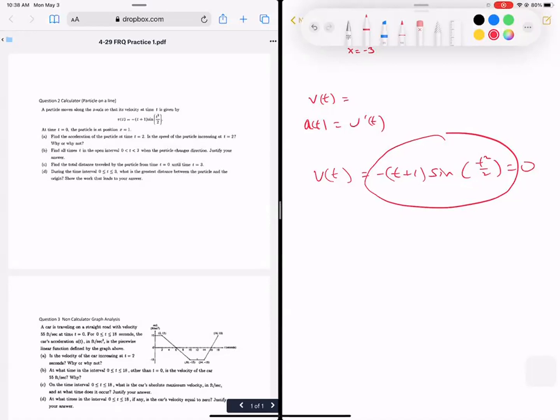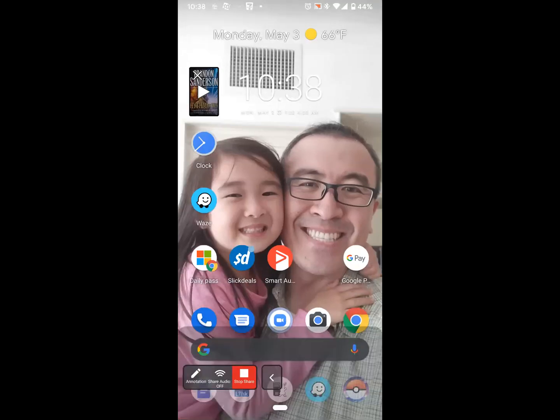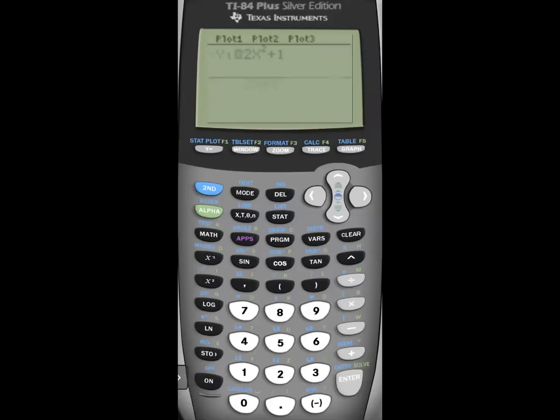Okay, the answer is something like -1.82. I'm going to show you how to do that on the calculator right now. I'm going to share my screen. I'm going to go y is equal to, and graph this on my graphing calculator. You can use a solver, but this is one way also.